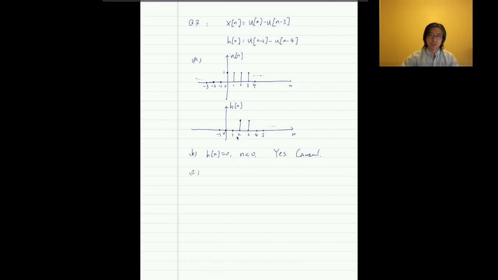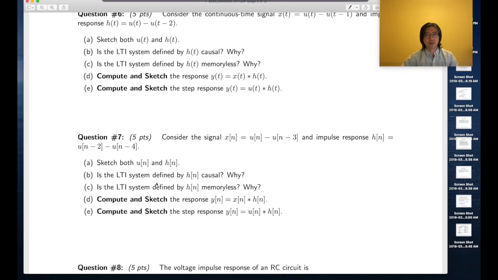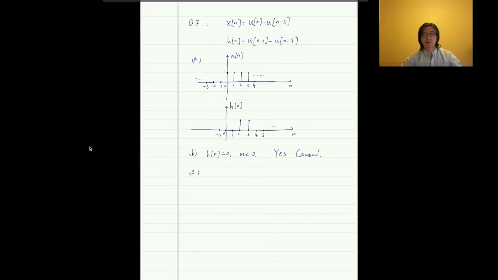And for C, is to ask whether the system is memoryless or not. So in this case, if the system is memoryless, it has to be in the form of a delta function, right? I mean, it should be a constant multiplied by a delta function. Clearly, it is not a constant multiplied by one delta function. Therefore, no, it's not memoryless. It is with memory.